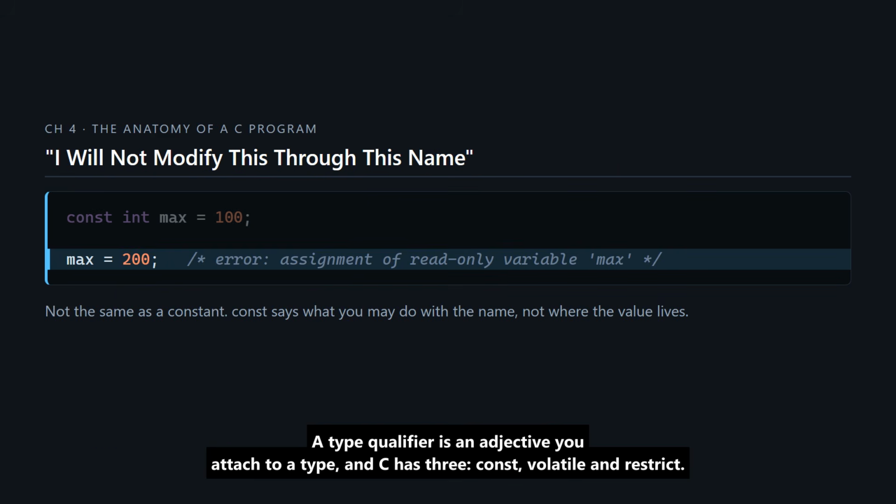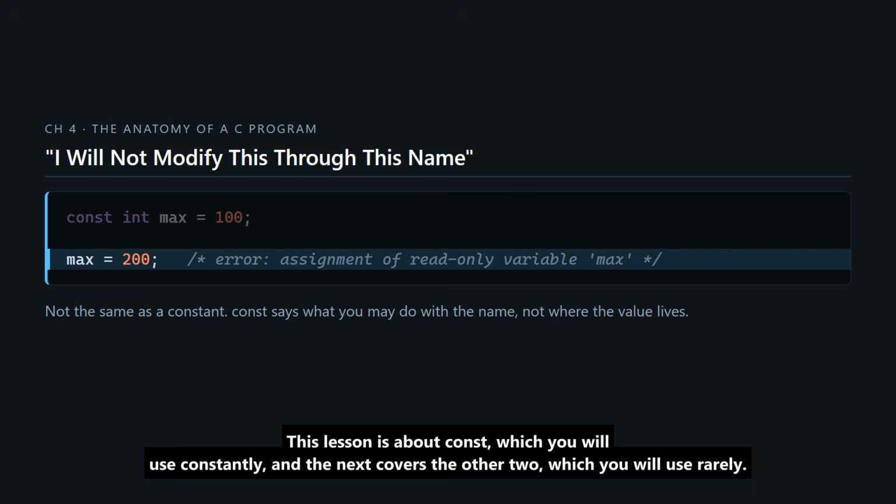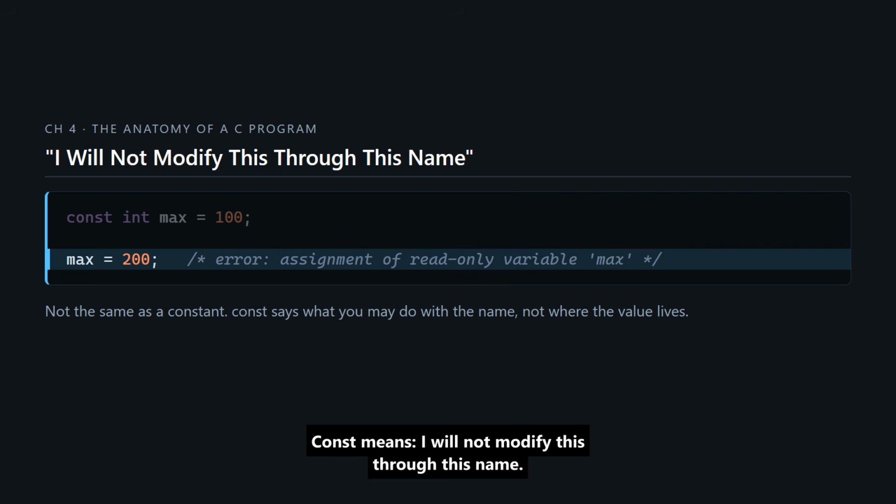A type qualifier is an adjective you attach to a type, and C has three: const, volatile, and restrict. This lesson is about const, which you will use constantly, and the next covers the other two, which you will use rarely. Const means, I will not modify this through this name.